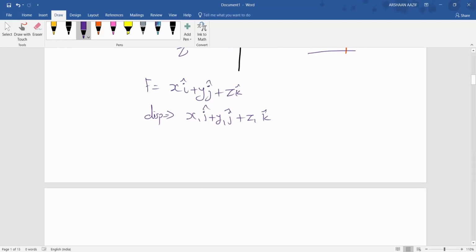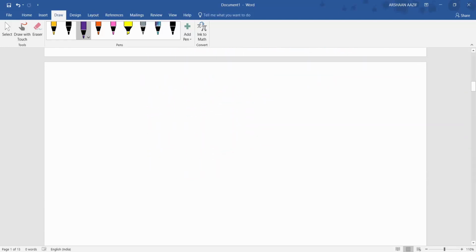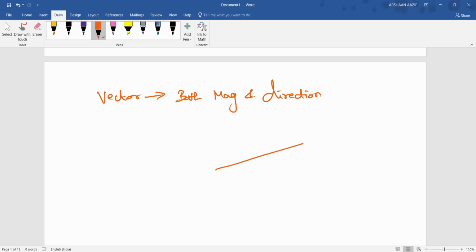Now, with this, we'll see what a vector is, which has been already discussed. A vector has both magnitude and direction, which is represented by a line with an arrow mark. Now, there are different types of vector. For example, a zero vector or a null vector, which doesn't have a magnitude because it is zero. Then we have a unit vector. A unit vector is something that has a magnitude of 1.